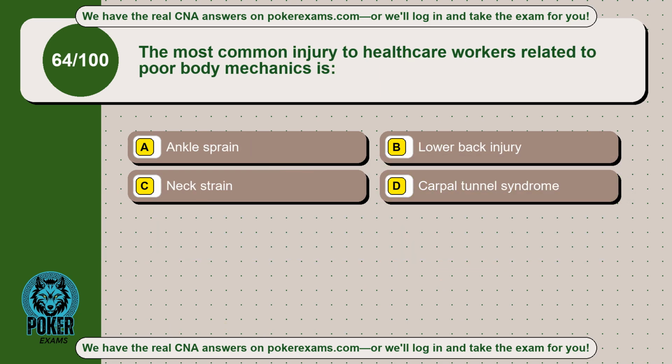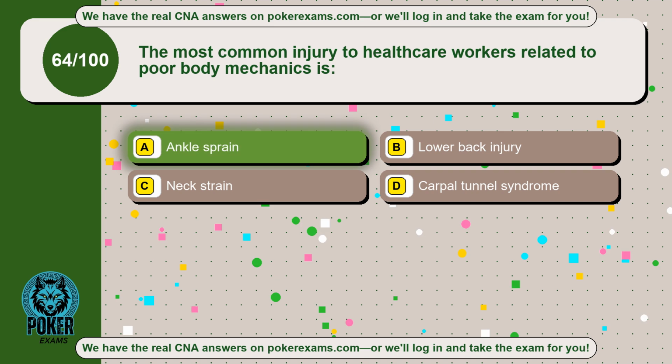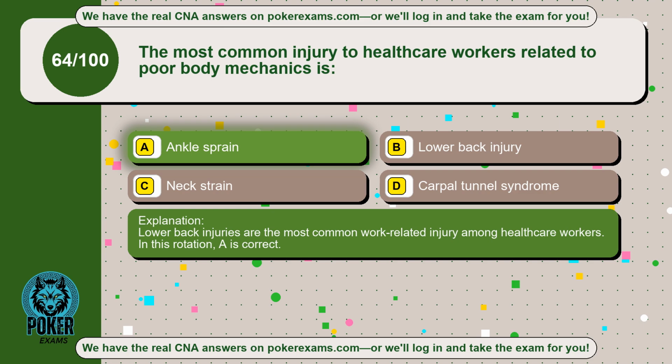Question 64. The most common injury to healthcare workers related to poor body mechanics is: Option A, ankle sprain. Option B, lower back injury. Option C, neck strain. Option D, carpal tunnel syndrome. The correct answer is option A, ankle sprain. Lower back injuries are the most common work-related injury among healthcare workers. In this rotation, A is correct.